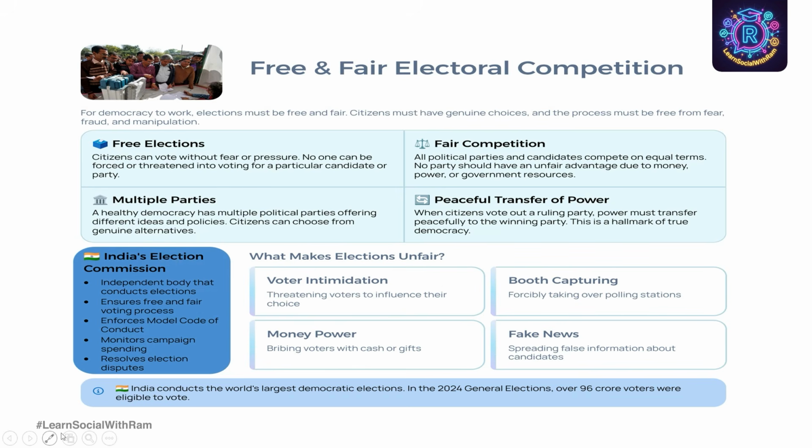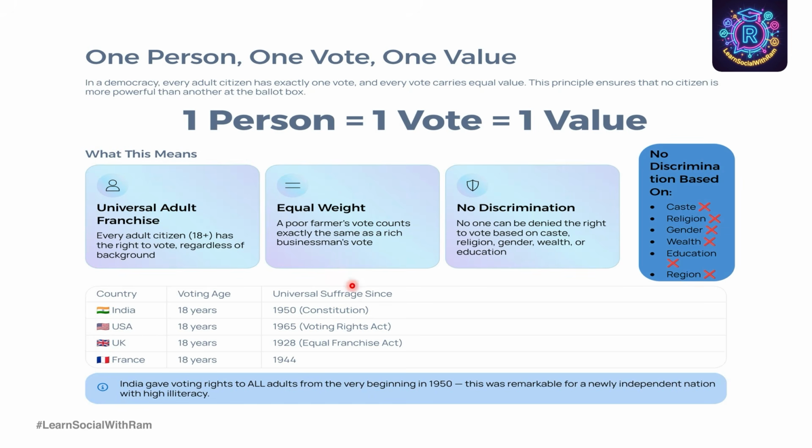Now let us understand the next feature of democracy, that is one person, one vote, one value. This is a very powerful democratic principle. What does this mean? Every adult citizen has exactly one vote, right? And every vote has equal value. No one is more important at voting time. A rich businessman gets one vote. In the same way, a poor farmer also gets one vote. Equal value, right? This is what is called universal adult franchise.